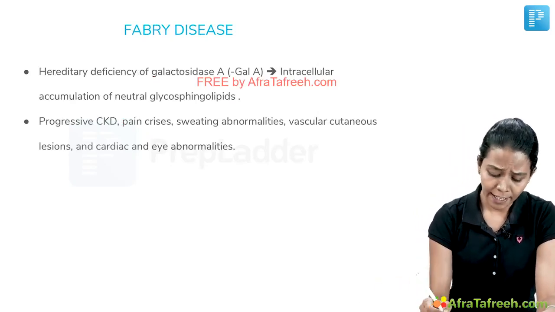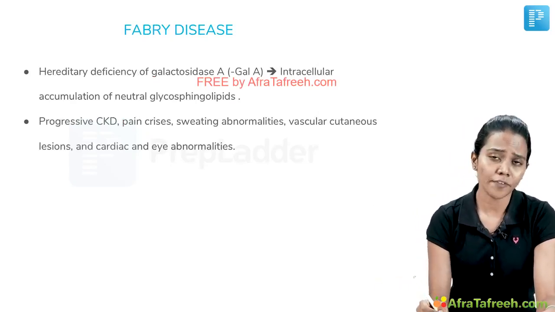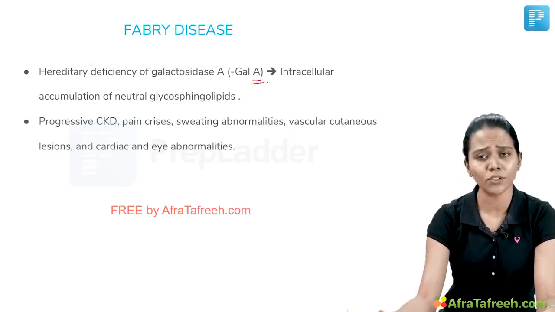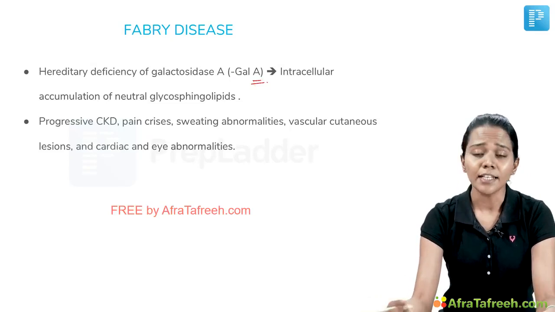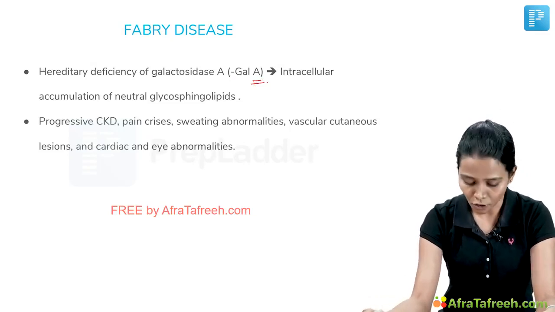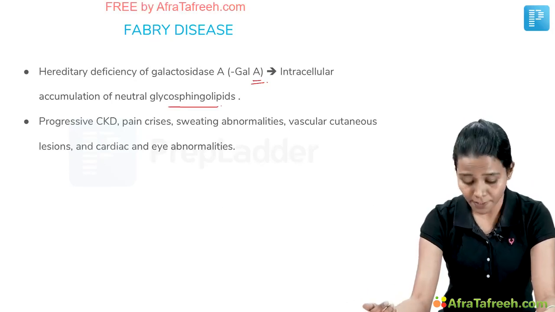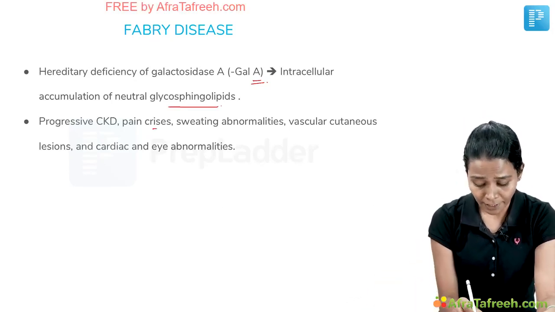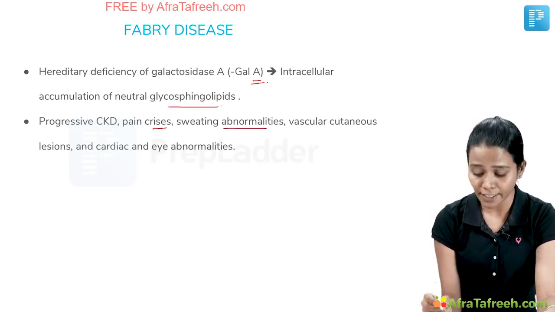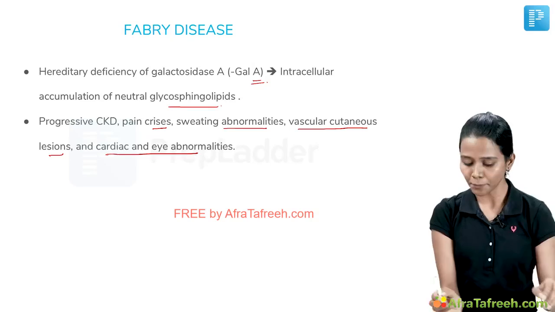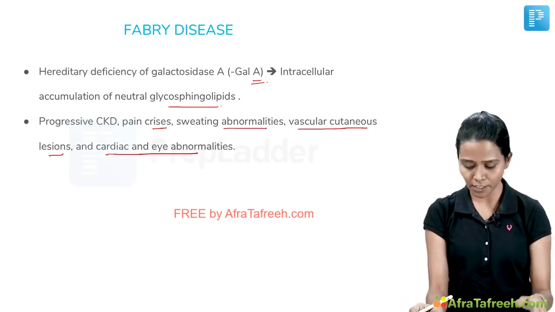Next, coming to Fabry's disease. Fabry disease is hereditary deficiency of galactosidase A enzyme. When the galactosidase A enzyme is deficient, there is going to be intracellular accumulation of glycosphingolipids. So this can lead to progressive CKD, pain crisis, sweating abnormalities, vascular cutaneous lesions, and cardiac and eye abnormalities. As we go on, you will see what all these abnormalities are.